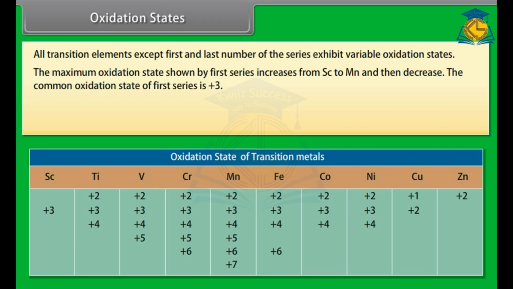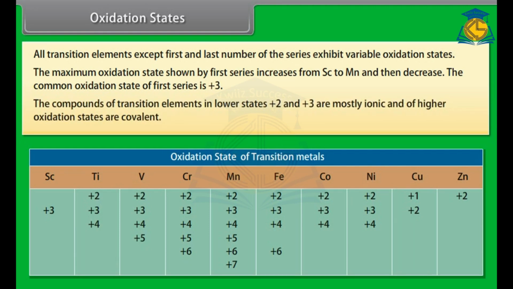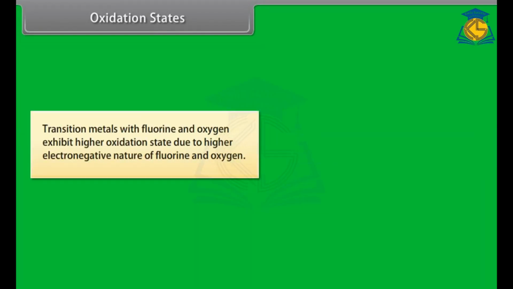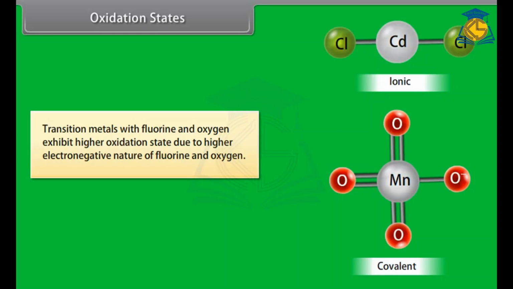The common oxidation state of the first series is +3. The compounds of transition elements in lower states +2 and +3 are mostly ionic, and those of higher oxidation states are covalent. For example, ZnCl2 and CdCl2 are ionic in nature, and Cr2O7 2- and MnO4 - are covalent in nature. Transition metals with fluorine and oxygen exhibit higher oxidation states due to the higher electronegative nature of fluorine and oxygen.